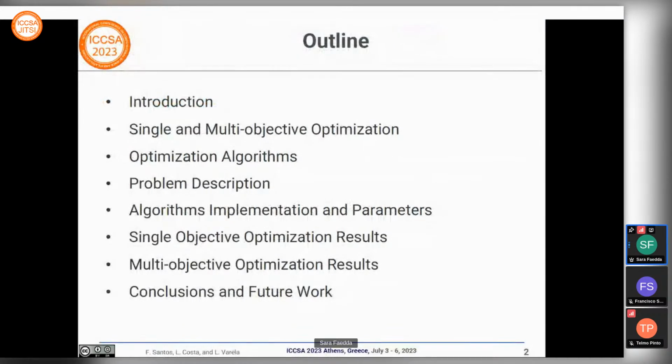This is the outline of my presentation. I will start by introducing this subject, and I will talk briefly about the single and multi-objective optimization and the algorithms which we have used. Then I will describe the problem and some details of the algorithms we have implemented and parameters. Finally, I will present some results on the single objective formulation and multi-objective formulation of this problem, and I will address some conclusions and future work.